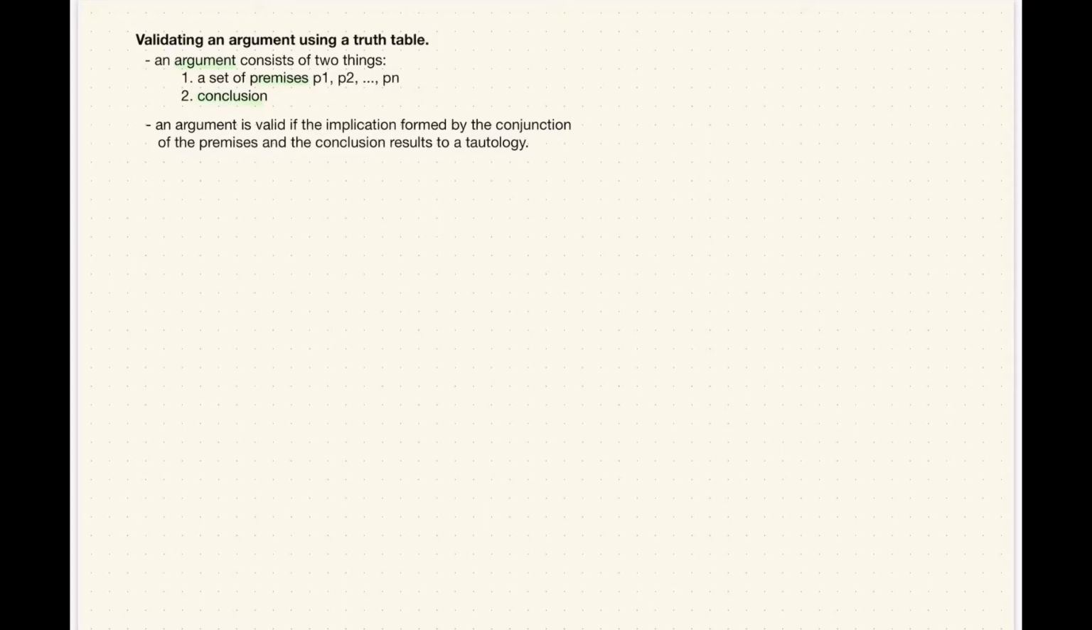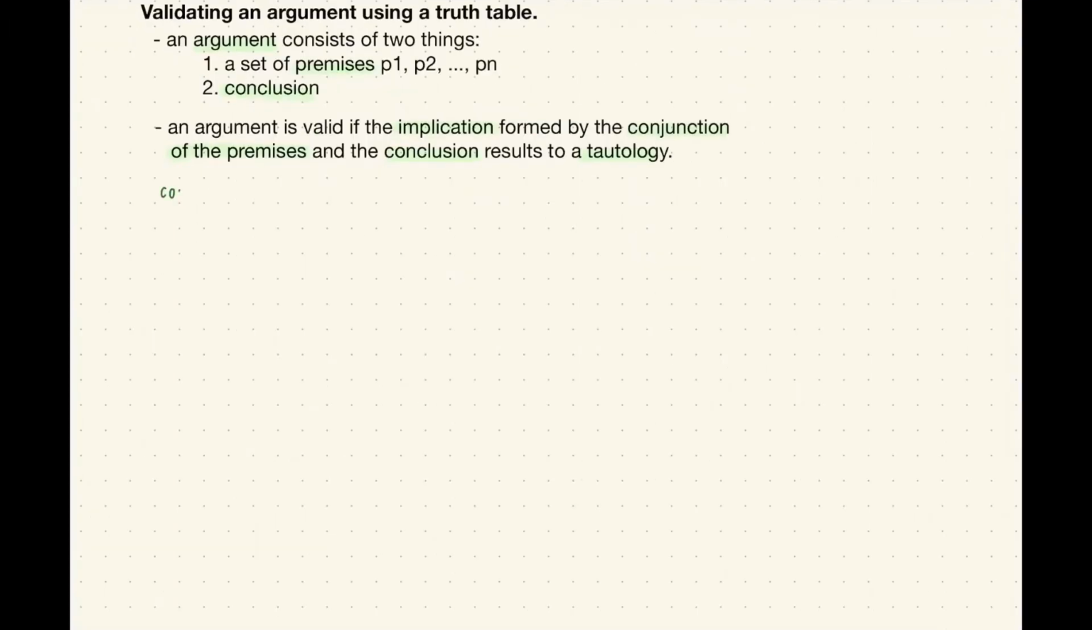Now, how do you know if an argument is valid? An argument is valid if the implication formed by the conjunction of the premises and the conclusion results to a tautology, meaning you make a conjunction of the premises and then you form an implication. So if premises, then conclusion. If you have a tautology, then you have a valid argument.